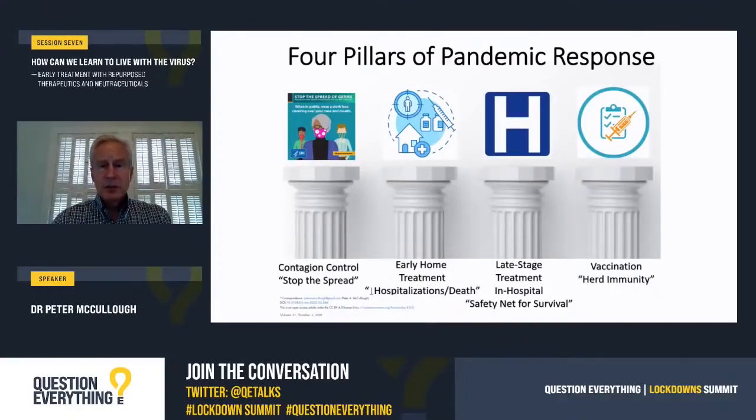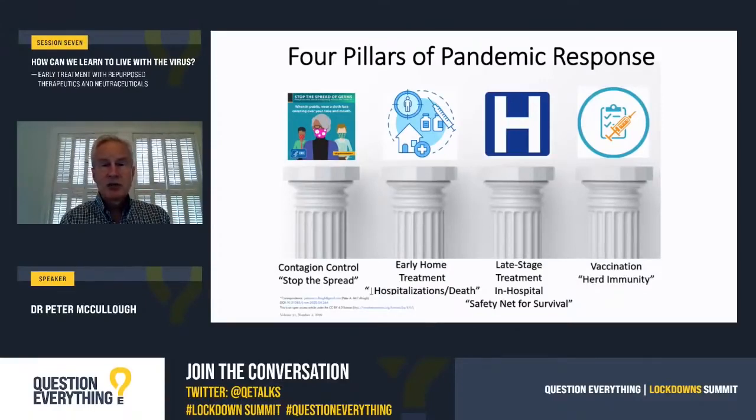I presented this at the U.S. Senate hearings on November 19th, 2020, and subsequently published the four pillars of pandemic response that I think every single government agency should have been on from the very beginning and should be on right now. Stopping the spread of the virus has been important, but it's largely unstoppable. Early home treatment is where all the benefit is in terms of reducing hospitalization and death. Early home treatment is the only opportunity to reduce spread of the virus, to shorten the duration and intensity of symptoms, and reduce hospitalization and death. It's the only pillar where we can do all of those.